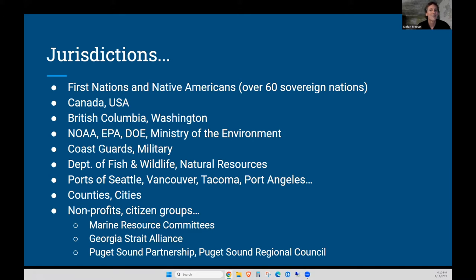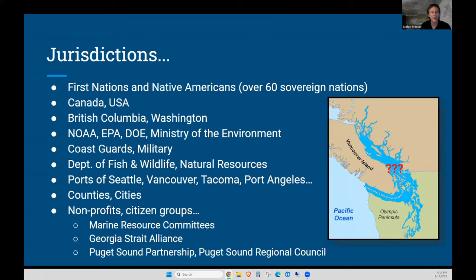And as a large body of water, there are a lot of jurisdictions, like over 100 different government entities that have some say in the management, in the rule setting, and the controls of the Salish Sea. You've got First Nations, you've got federal government, state and provincial, you've got Departments of Natural Resources on both sides of the border, you've got city, ports, Nanaimo, Everett, et cetera, counties, on and on and on. And then you've got dozens more nonprofits and citizens groups.